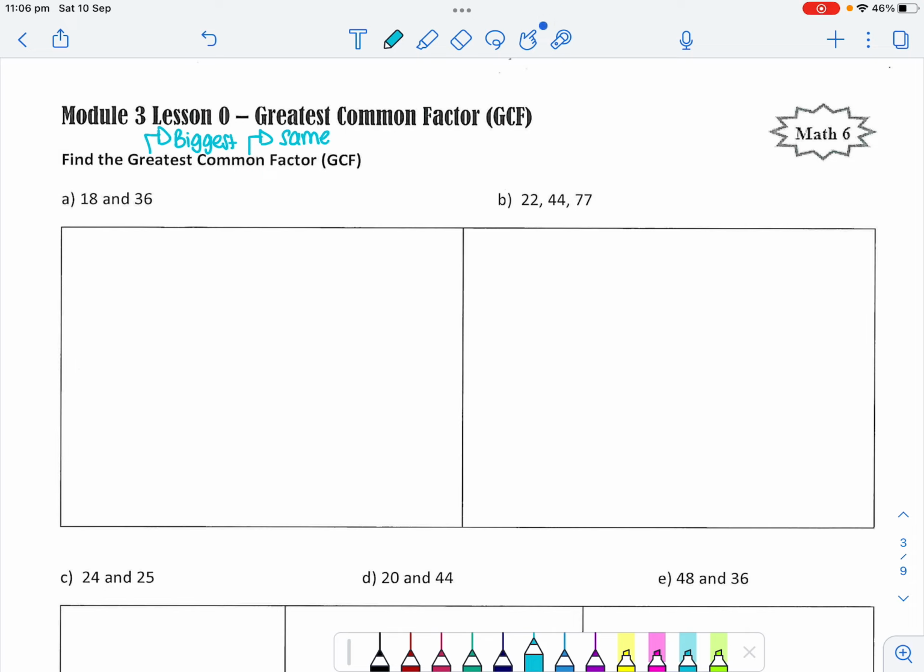And then we're talking about factors. Factors are whole numbers that multiply to give us other numbers. So we're going to break down some of these numbers into their factors and figure out what they have that's the same, and we want the biggest one.